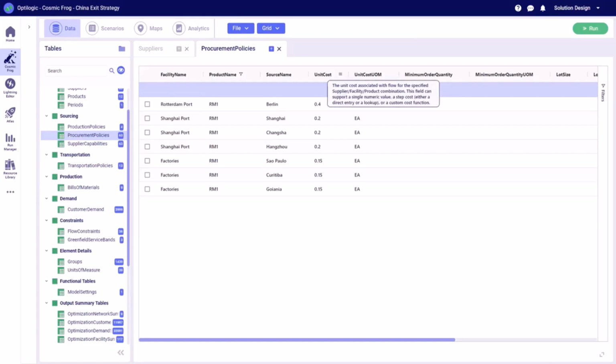A helpful tip here: if you hover over the column header, you can see the description for what data should be entered into that column. In this case, unit cost.